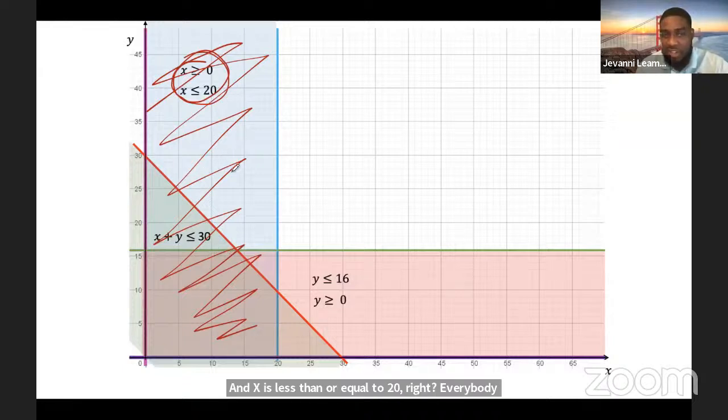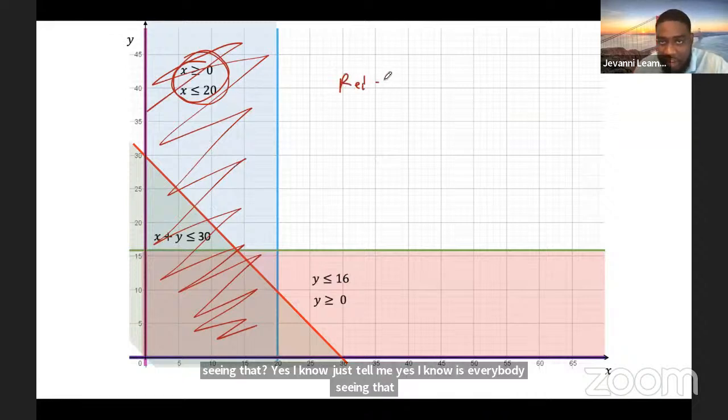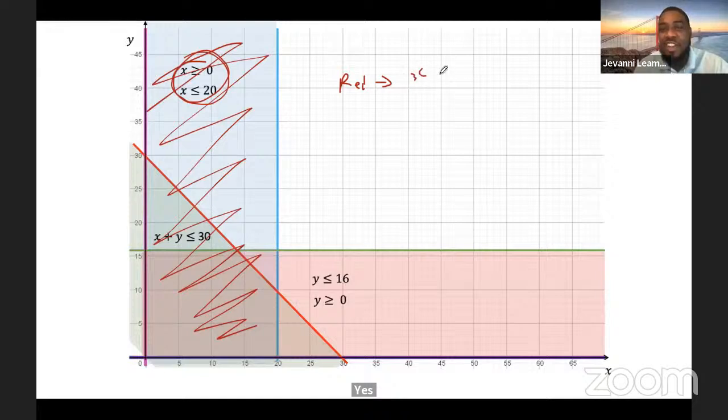Just tell me, yes or no? Is everybody seeing that? So the red? I'm not even sure right now. So it represents x is greater than that and x is less than that.